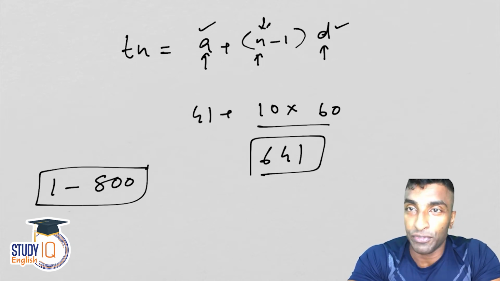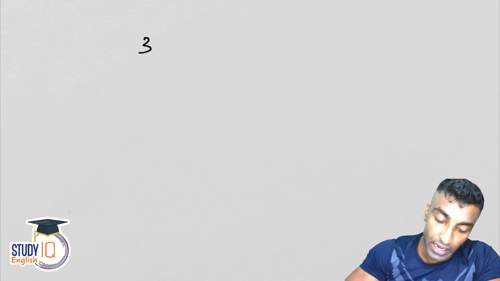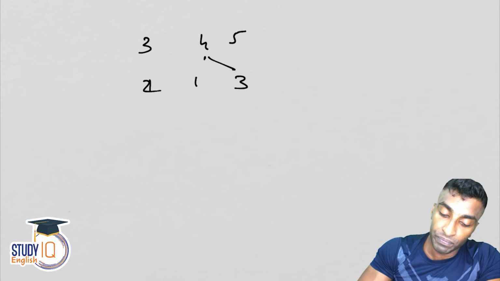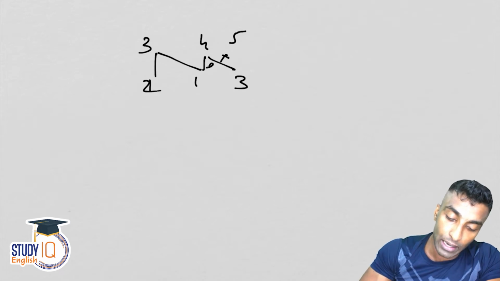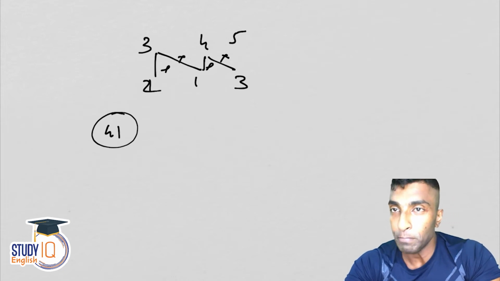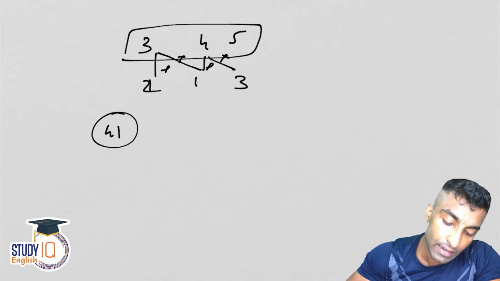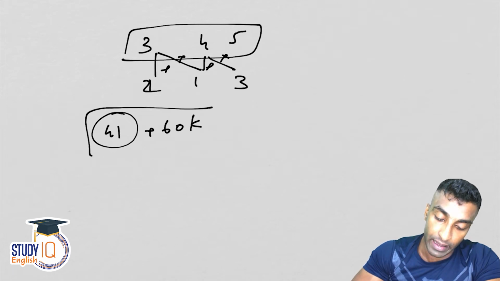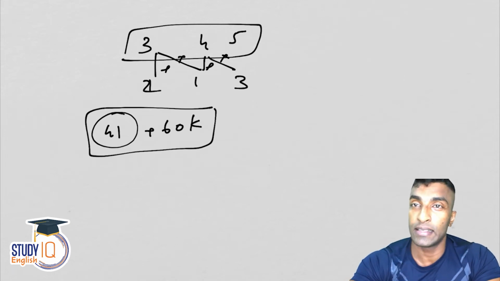I know how to get the first term. So the normal procedure I'll do: I'll write 3, 4, 5 and go for 2, 1, 3. I'll do this, this, this, and then I'll get 41 as the first term. And I know the LCM of the divisors will give you the common difference, so the next term is plus 60k. And I know this is a series.